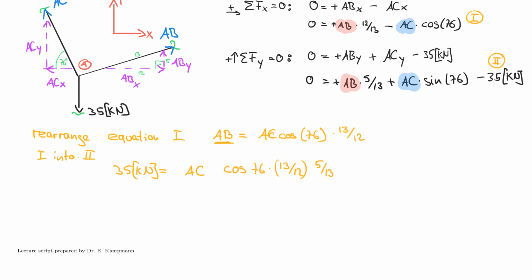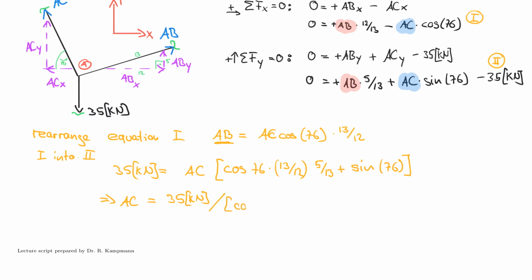And because AC is a common term now in this equation, I can just bracket that out. So that was that, plus AC times sine of 76. And that is actually the entire equation. So now all I have to do to solve for AC, so AC is really equal to 35 kilonewton divided by whatever we have here in the brackets.